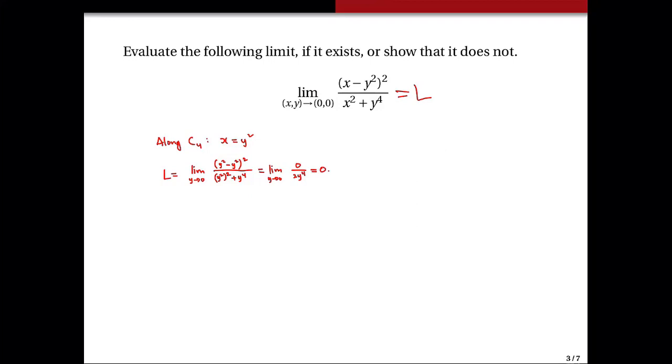And voila, we found a curve in which the function goes to a different limit. So now we can conclude. Therefore, here 0 is not equal to 1 as in the previous solution. Therefore, the limit does not exist.